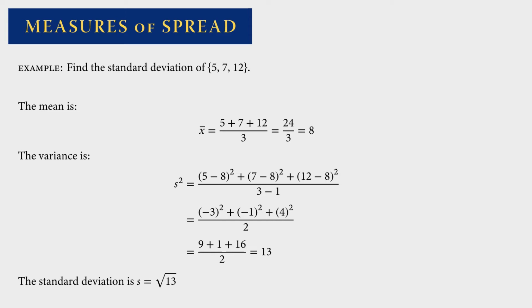So here we're given a sample of three numbers. First, we find the mean, which is 8. And then you can see I take 8, subtract it from each point, and square it, and divide by n minus 1. The result is 13, and that's the sample variance. The sample standard deviation is the square root of 13.